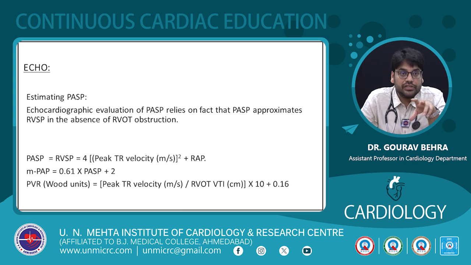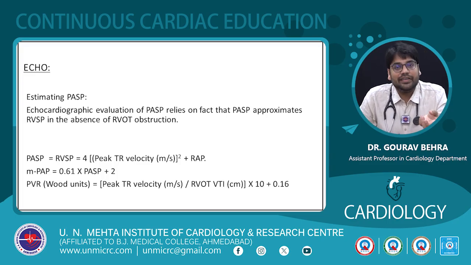There are certain equations that have been described earlier, that mean pulmonary pressure is equal to 0.61 into PASP plus 2. So you can calculate RVSP, then you calculate PASP from it by adding the right atrial mean pressure. And how do you calculate right atrial mean pressure? That is easy. You can look at the IVC, the dilatation of the IVC and the respiratory variation. If a patient has an IVC with minimal respiratory variation, you suspect the pressure is more than 8. So you add that pressure and you get a rough estimate of PASP, and with the PASP you can get the mean pulmonary arterial pressure.